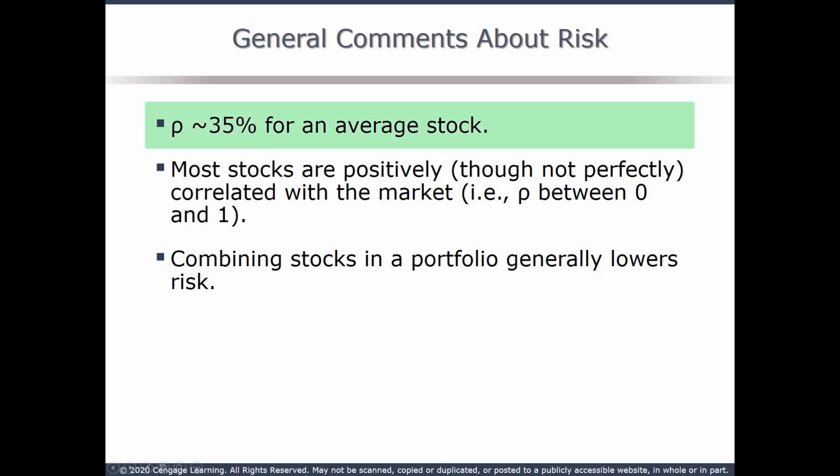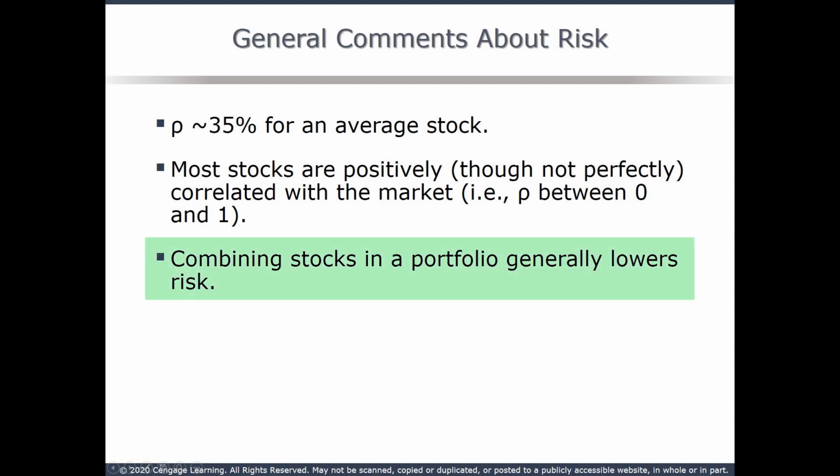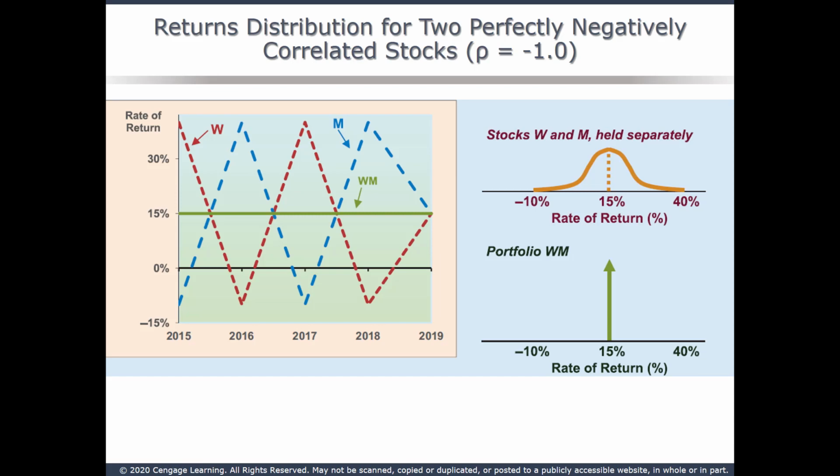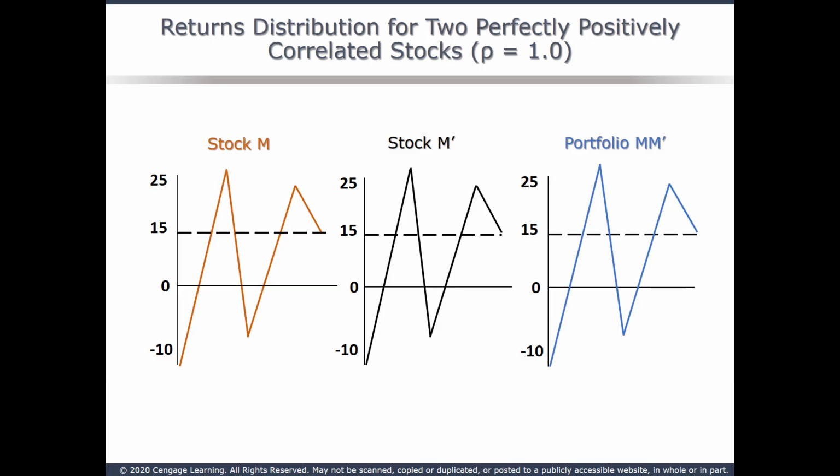The correlation between most stocks is about 35%. That means combining stocks in a portfolio generally reduces risk. If the returns on two assets are perfectly negatively correlated, rho is equal to -1, then the results exactly offset each other, resulting in no risk, the straight line. Ideal? But remember, no risk means no downside, but no upside either. Perfectly positively correlated means no change in the risk profile.